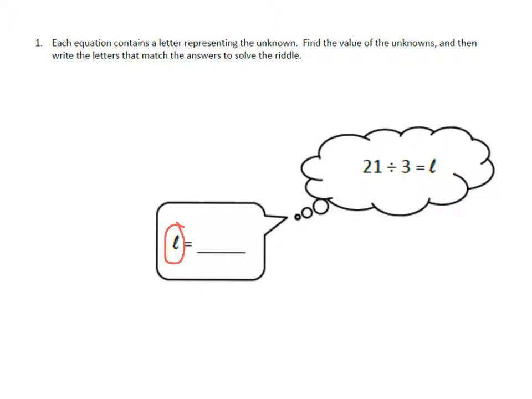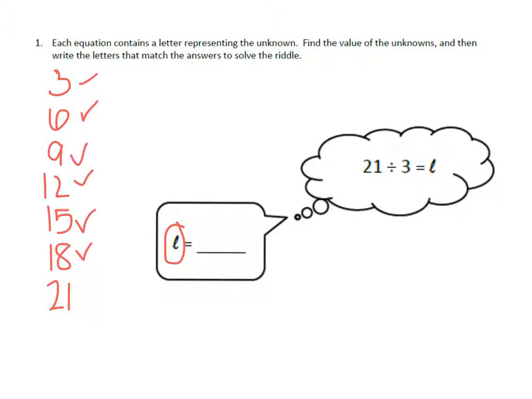So I have to think to myself, what is 21 divided by 3? When I count by threes, how much do I have to count in order to get to 21? Go ahead and solve this one on your own. Pause the video while you work and replay when you are ready. So I can count by threes. 3, 6, 9, 12, 15, 18, 21. So let's see how many times I had to count in order to get to 21. Here's 1, 2, 3, 4, 5, 6, 7. So L is equal to 7.